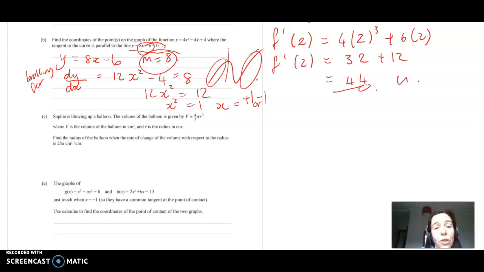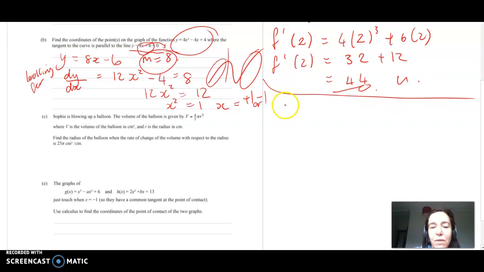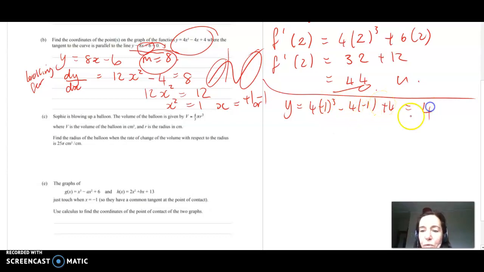So I'm going to substitute that into my original equation. So y will equal 4 times negative 1 to the 3 minus 4 times negative 1 plus 4. So y would be negative 4 plus 4 plus 4. So it'll be 4 in that case. So that'll be the point minus 1, 4.